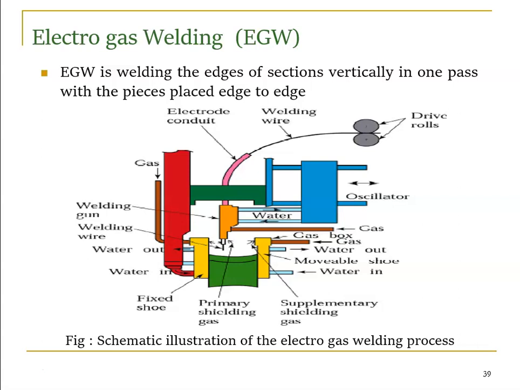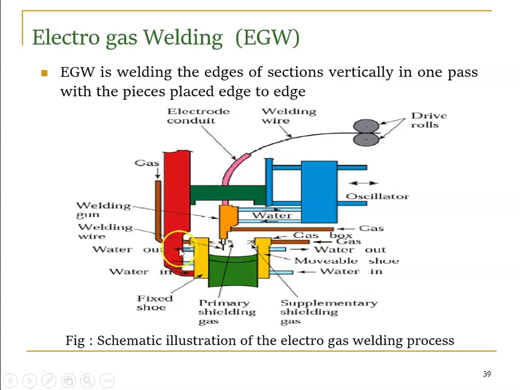It is a welding process generally used to weld edges, right? Edges of sections are welded vertically in one pass, with pieces placed edge to edge, right? This figure represents electrogas welding. Here we have two shoes. It's like a machine vise. This is a fixed shoe, and another one is a movable shoe.